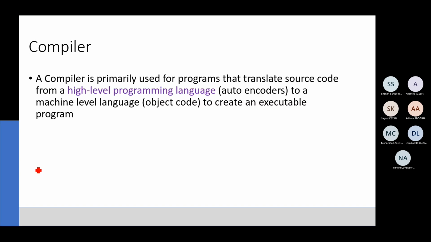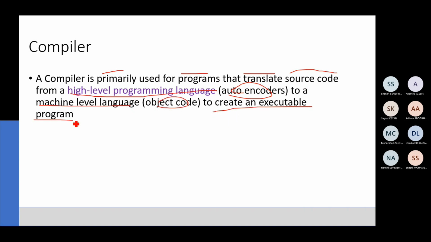All right. If you don't have any idea, we'll go through the discussion and understand what happens there. A compiler is primarily a program that translates source code from a high-level programming language to machine-level code, object code, to create an executable program.